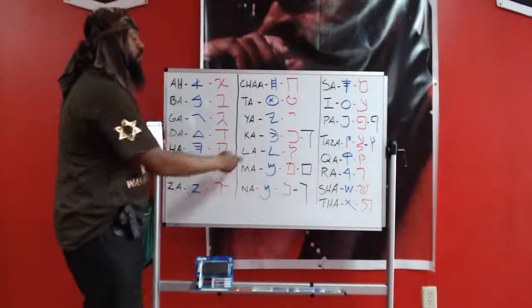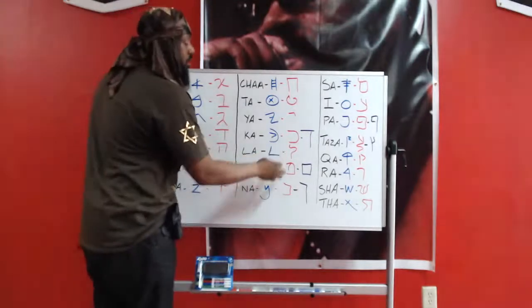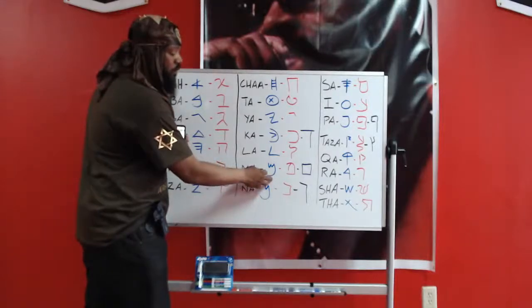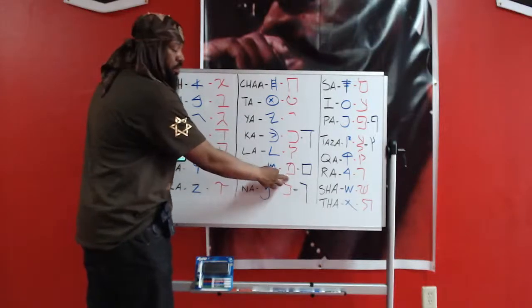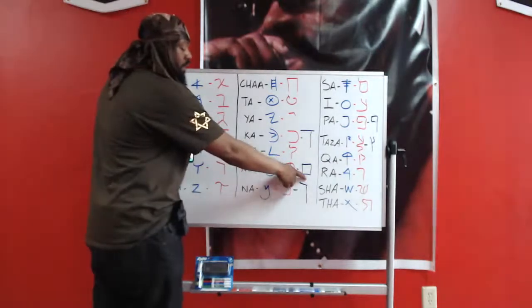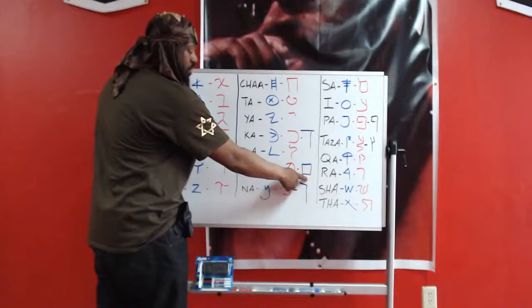All right? Next we have La. It's going to resemble a question mark. Ma. It's going to kind of look like a bell. And when it's at the end of a word, it's going to turn into a box. It's going to look just like a square. All right?